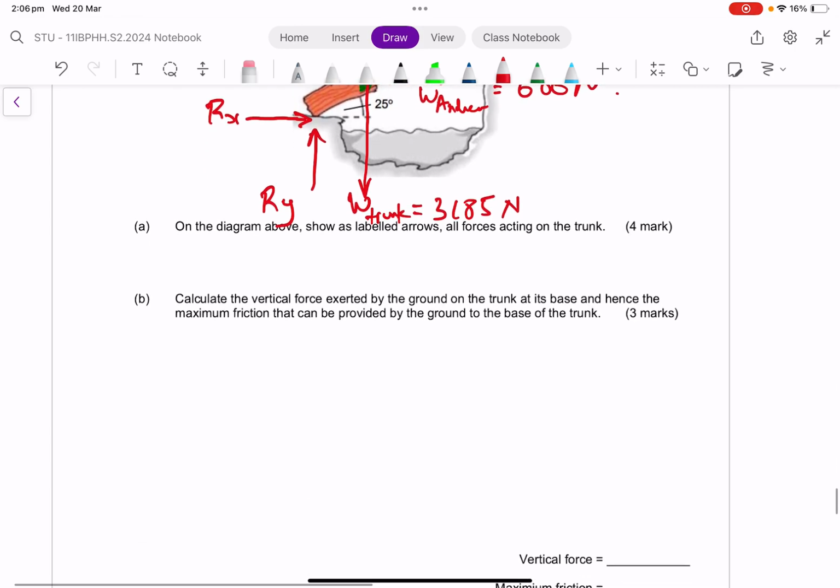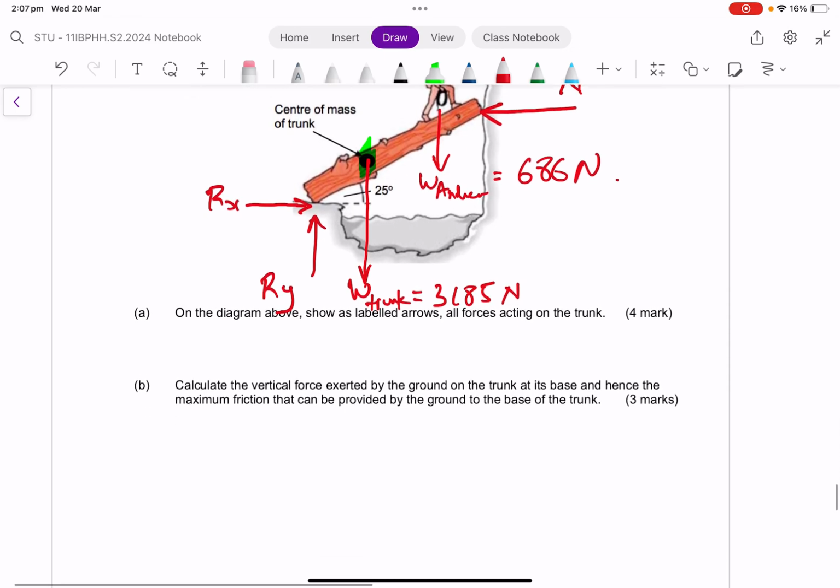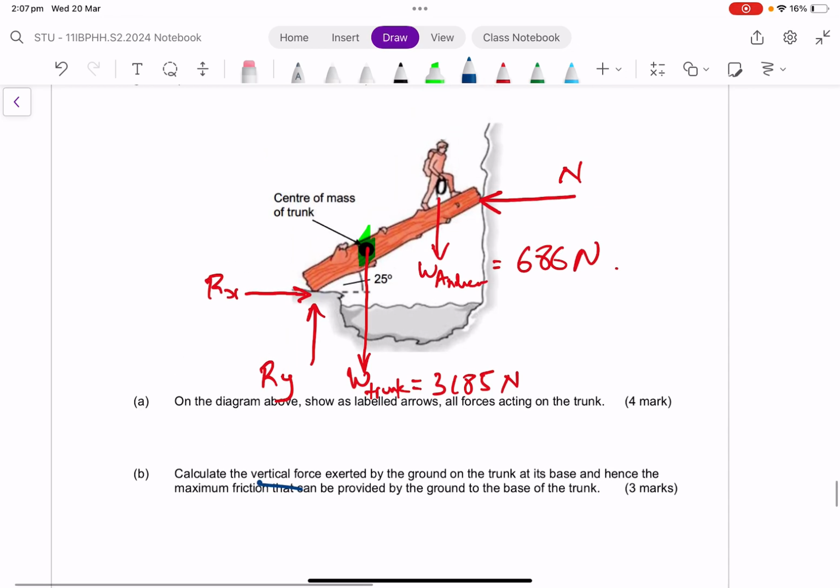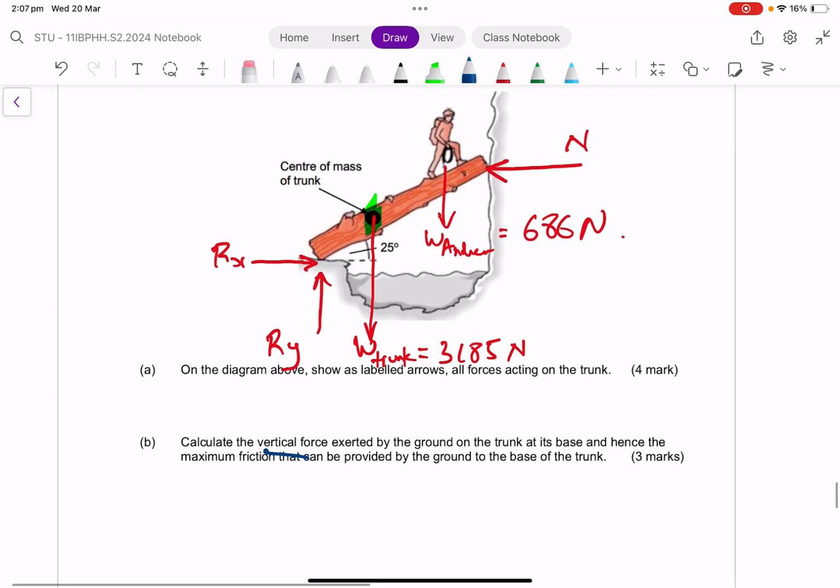B. Now, I could count on one hand of a sloth how many guys and girls got this right. How many fingers does a sloth have? Only 3, I think. I'm sorry, but all I want to do is find Ry, calculate the vertical force. How many forces are acting in the vertical? 3. Ry is up and the 2 weights are down.